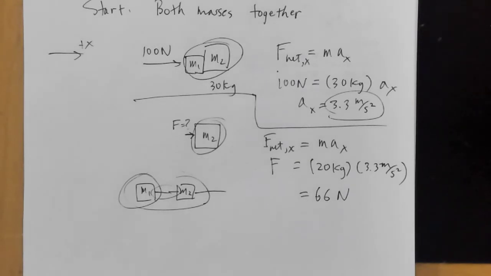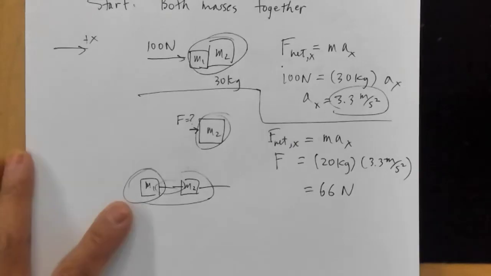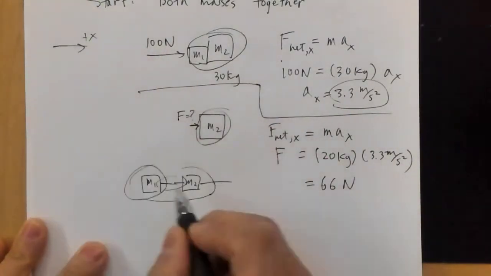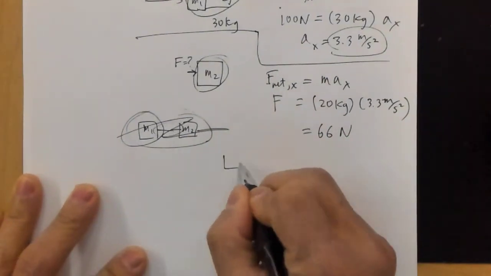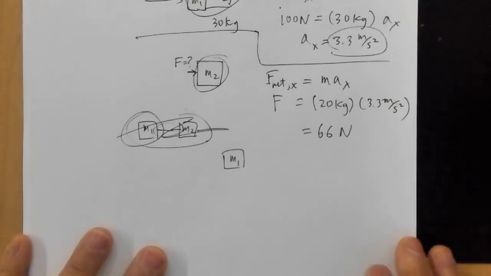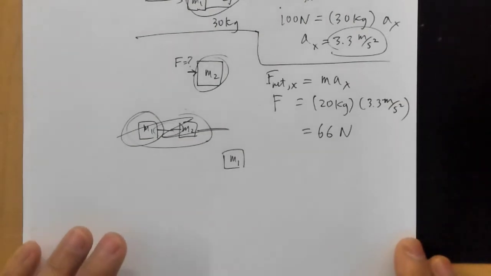Oh, it doesn't really matter. So I chose M2. You could have chosen M1. The reason I chose M2 is because I'm lazy, and I know there's only one force acting on M2.